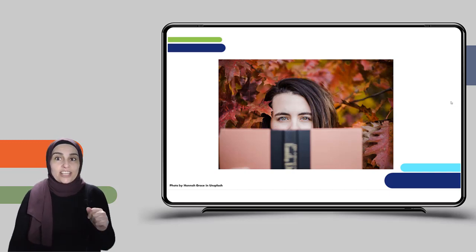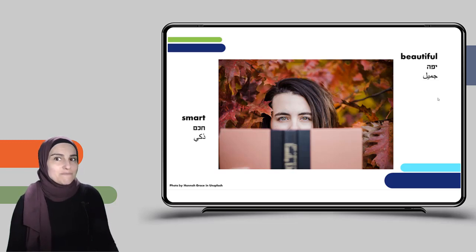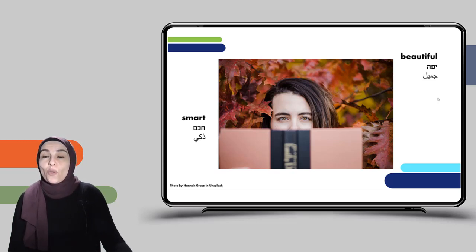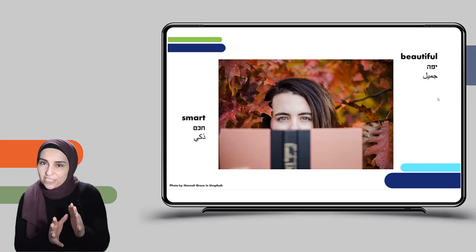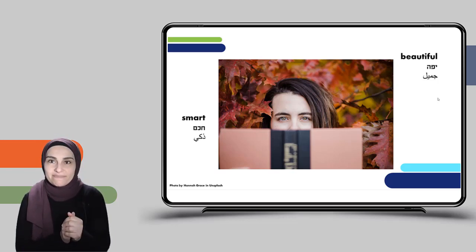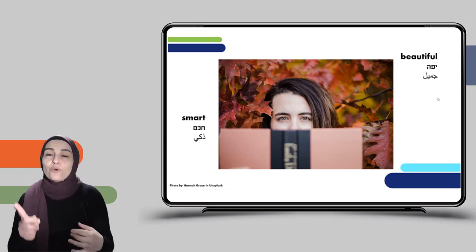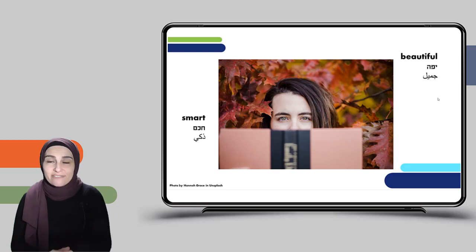Okay, let's take a look at this picture. What do we have here? We have a beautiful woman. She's not only beautiful, as you can see, she's holding a book, so she's probably smart, right? Sometimes ads try to convince you that if you buy a certain product, you will be beautiful. If you buy this product, you will be smart. So, whenever you think of an advertisement and you read it, it really makes you feel that you want to buy it because you want to be beautiful, you want to be smart, you want to be perfect, you want to be cool, you want to be like everyone else, right? Did you think about that?